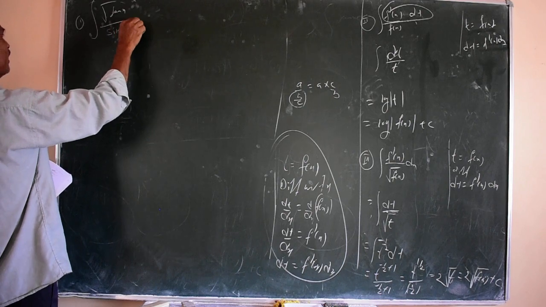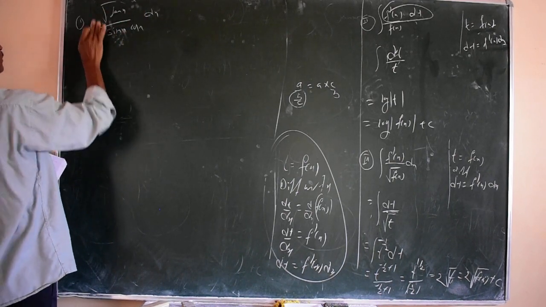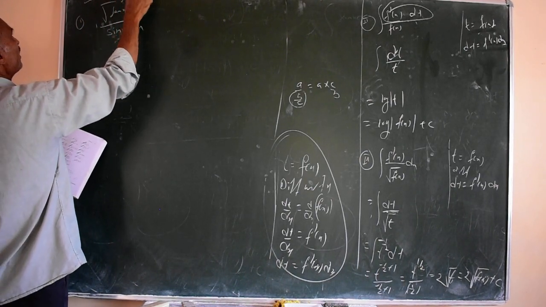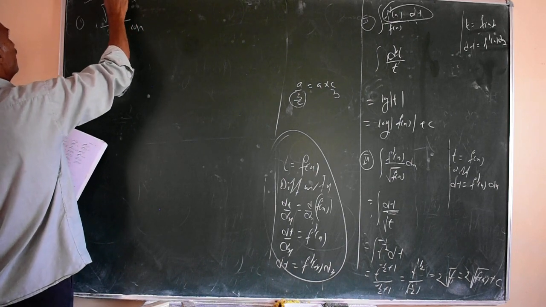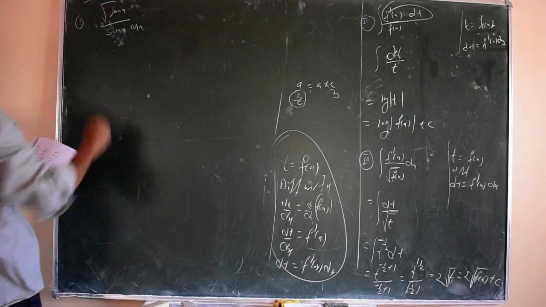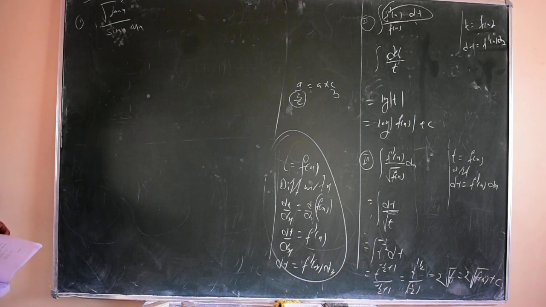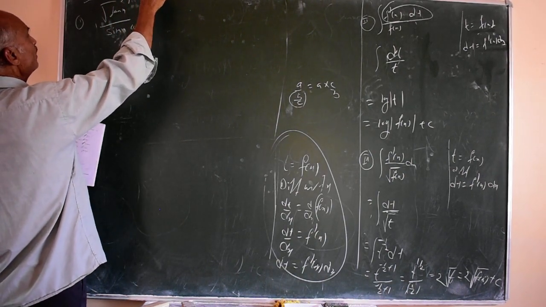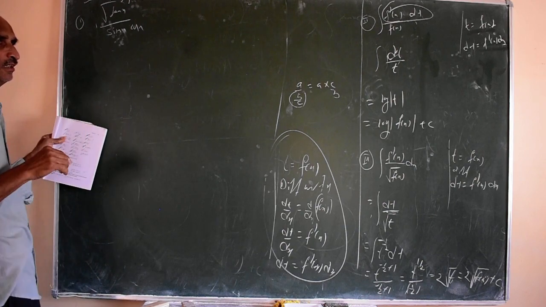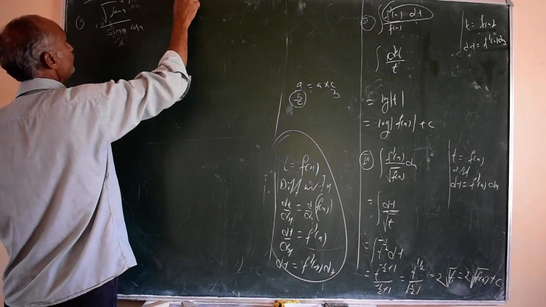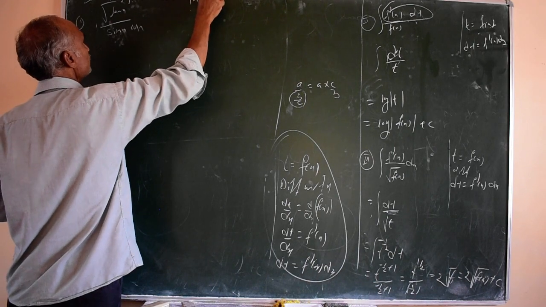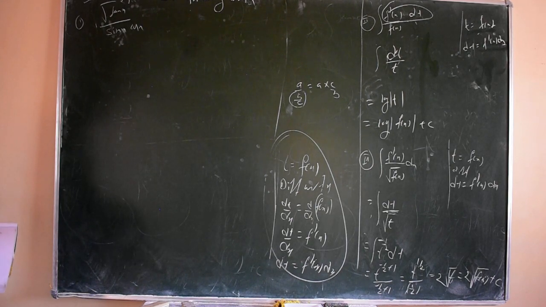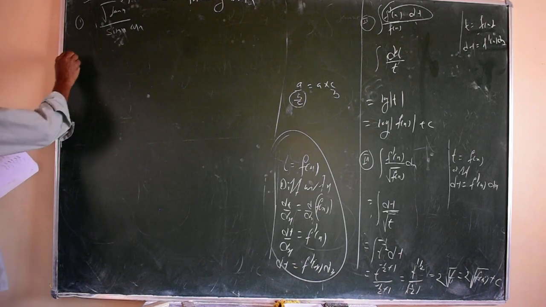CET has many question papers with this: root tan x upon sin x cos x. Integrate the following with respect to x. I'm writing the spelling of integrate. First one is root tan x upon sin x cos x. And the second one is yesterday's homework only.